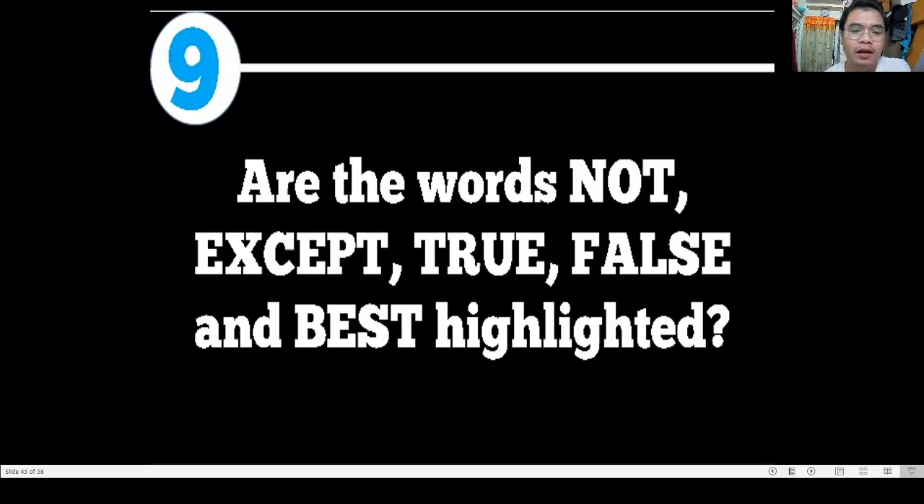Number 9. Are the words not, except, true, false, and best highlighted? So, maraming mga estudyante nagkakamali sa item, hindi dahil hindi nila alam, pero hindi nila nabasa ng tama yung stem mo. Okay, halimbawa, nagtanong ka ng which of the following is not.